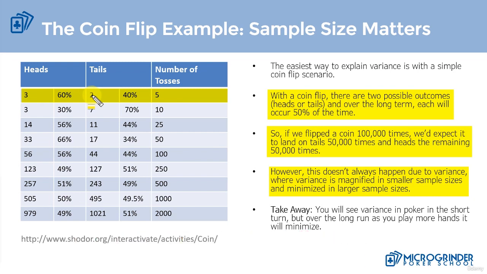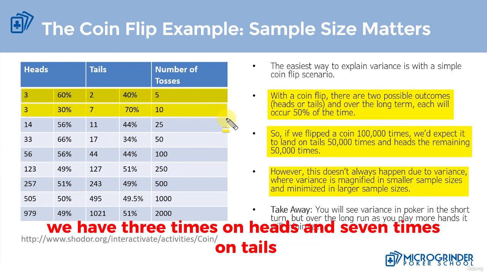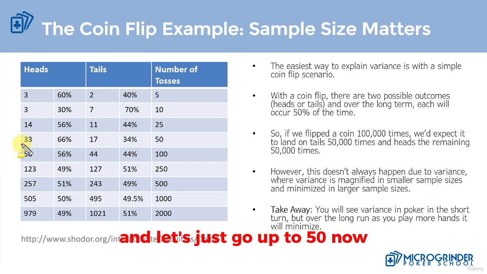Well, that's true. So let's actually look at 10. For a sample size of 10, we would expect 5 and 5, but we don't have that. We have 3 times on heads and 7 times on tails. And let me get rid of all my highlighting, and let's just go up to 50 now.